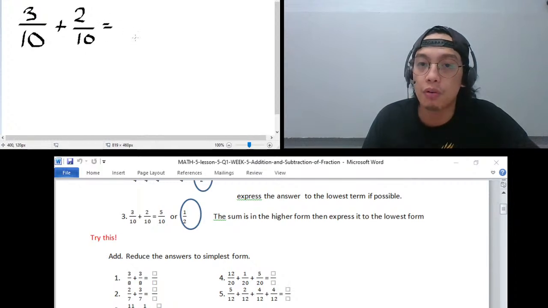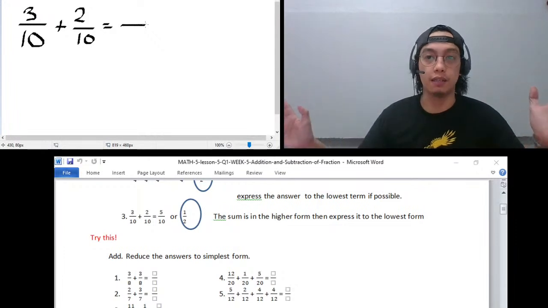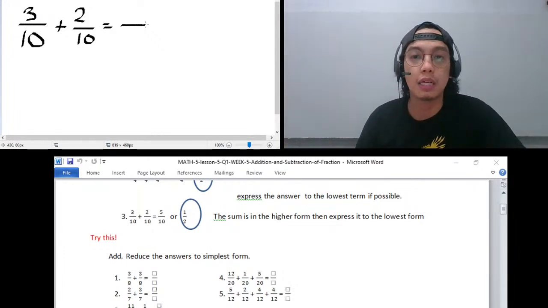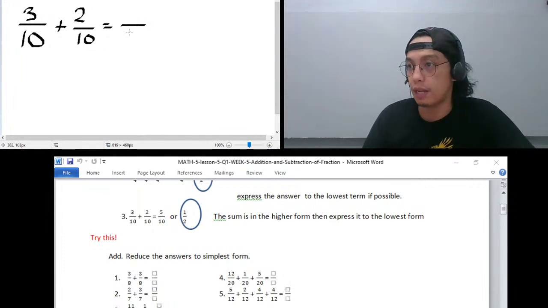Ato siya lang tawon kung similar ba sila. Ang pagsulti sa similar is similar ang denominator. Okay, kung similar ang denominator, it's easy. Then, so nato copy ang denominator and add the numerator. So, they're the same. They're similar fractions. So, 10, copy na to na. 3 plus 2 is 5.